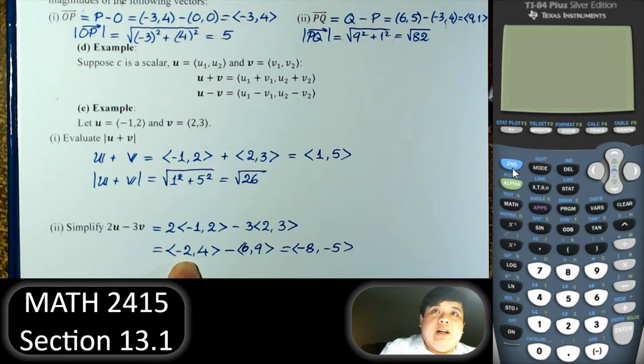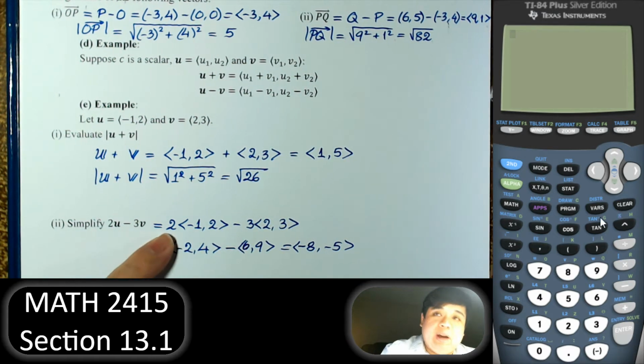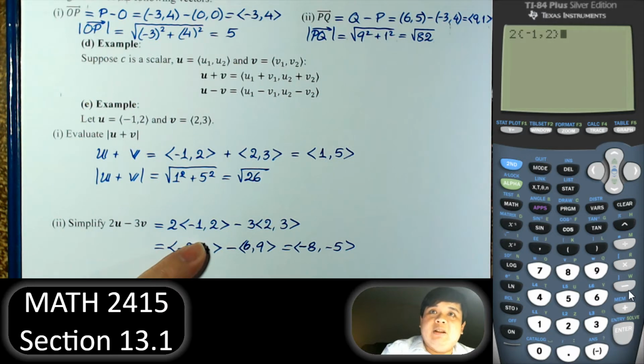I've just used the curly bracket, second parentheses, like negative 1 and 2. So we can use that as a vector if I choose to. Alright, so in that case I will have 2 times negative 1 comma 2, second parentheses to close the bracket, minus 3 times 2 comma 3, second parentheses, and that's what we have.